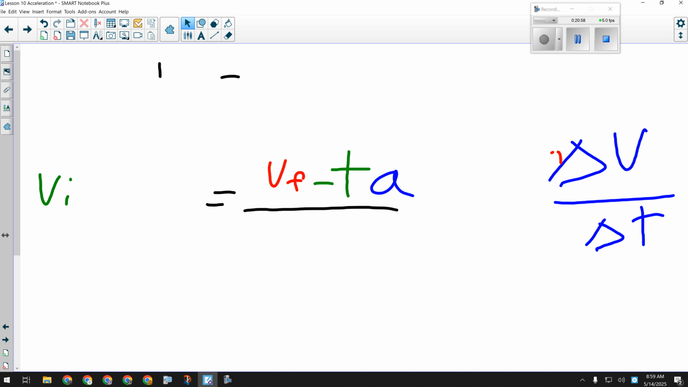T times A is the change in velocity. So whenever you're moving it around, it's essentially VF minus VI. So if you're looking to solve for VI, it's VF minus the change. If you're looking to solve for VF, it's VI plus the change. And then you'll always have it. All right.